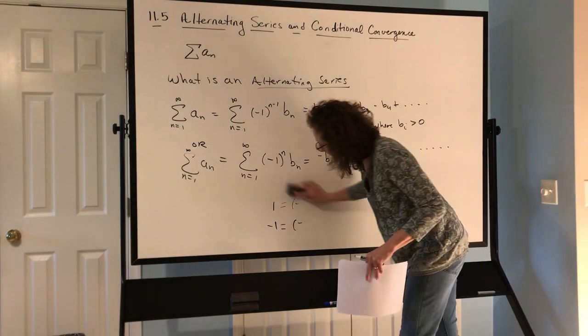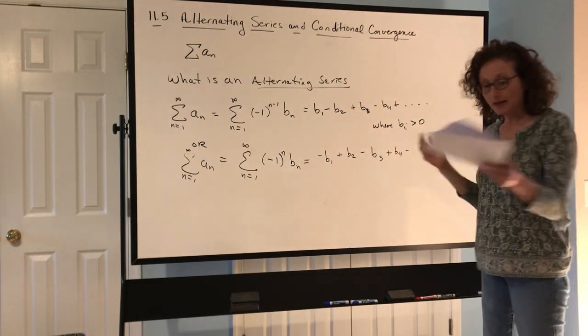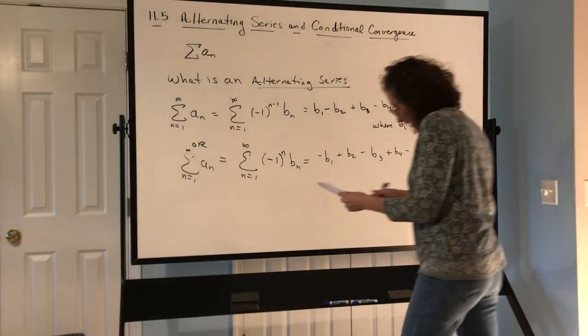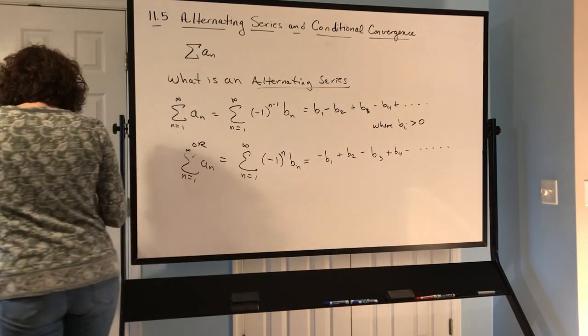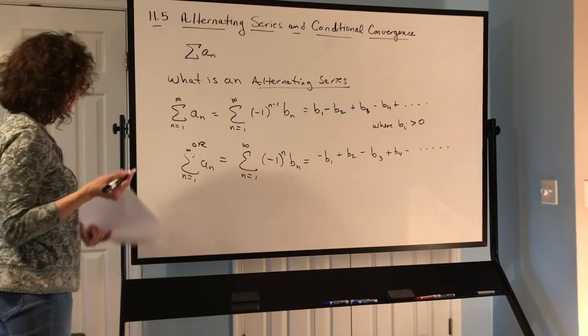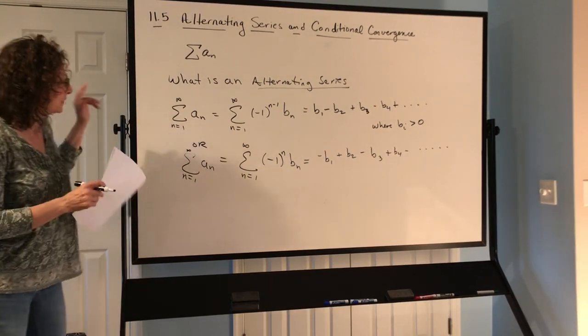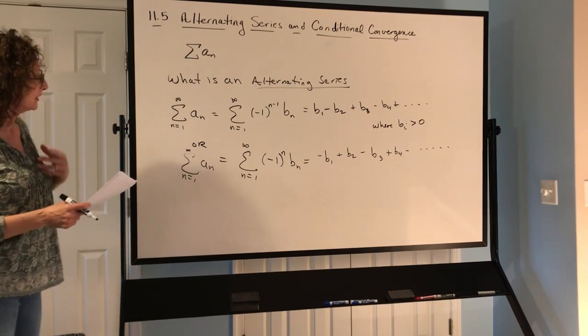Okay. All right, alternating series. We get it. We got the idea. So what's going to help us? Let's look at a couple of examples of particular series that look like this.